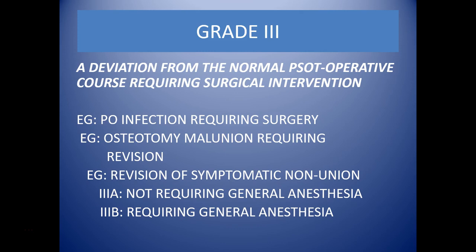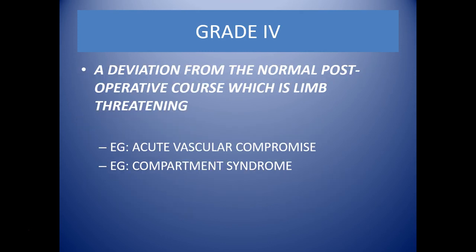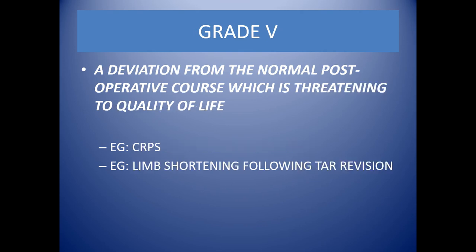Grade 3 complications are deviations that require surgical intervention. For example, an infection requiring incision and drainage, an osteotomy requiring revision surgery or bone grafting, and revision surgeries that require either local anesthesia or general anesthesia. So these are procedures that do require additional surgery. Grade 4 complications are complications which are limb threatening. So this could be, for example, a necrotizing infection. It could be a compartment syndrome. It could be acute vascular compromise.